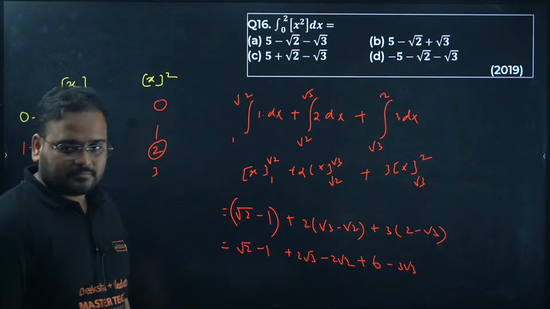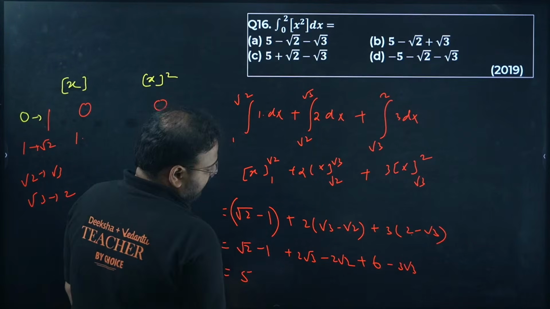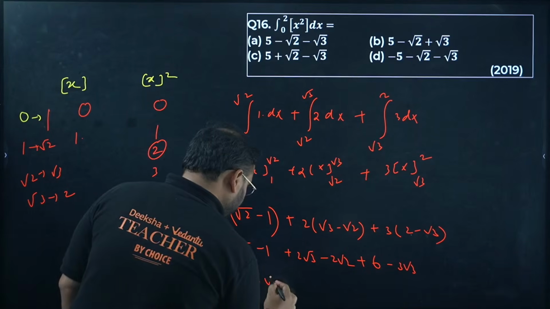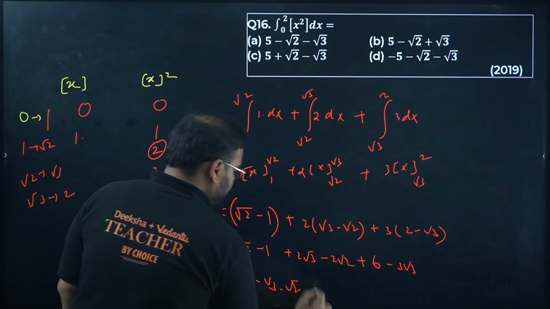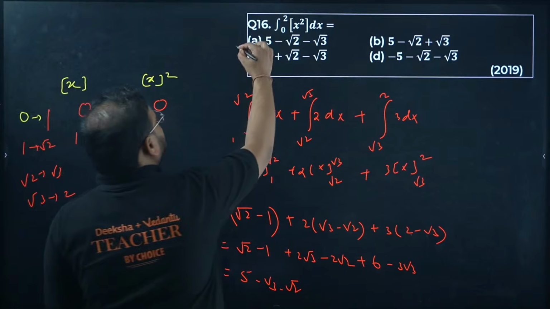Okay. So far so good. 6 minus 1 is how much? 5. And we have 2 root 3 minus 3 root 3. That becomes minus root 3. And we have root 2 minus 2 root 2. Again minus root 2. So answer is coming as option A.